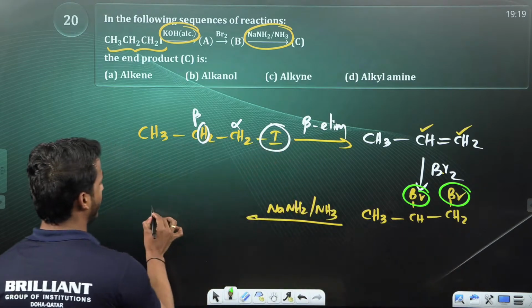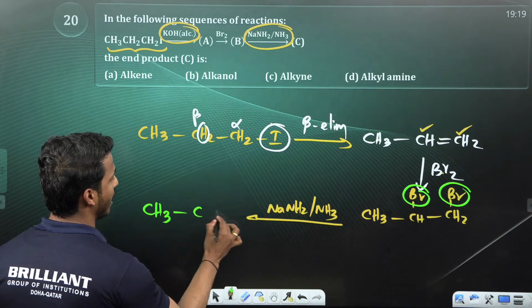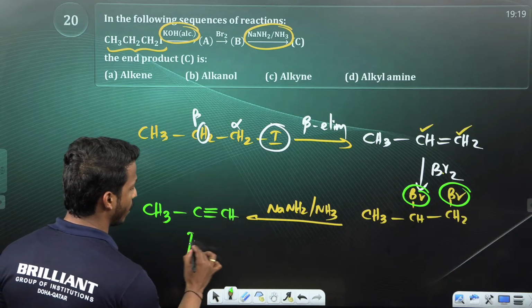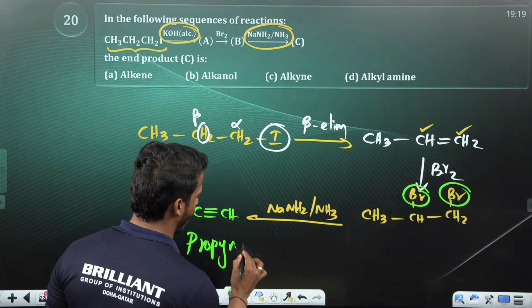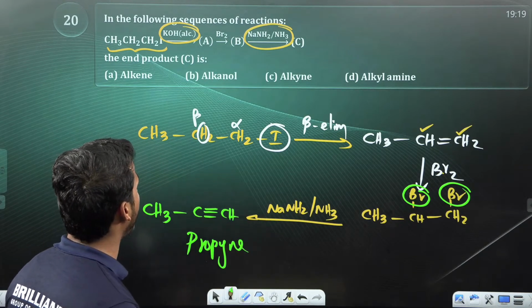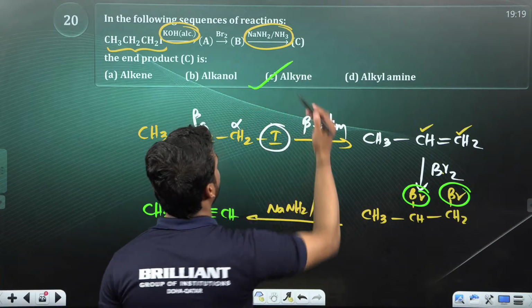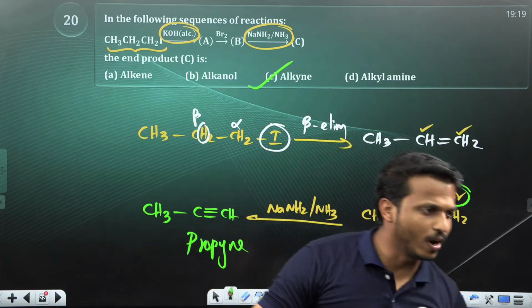Then you will get a triple bond. So this is the compound going to form, what is it? Propyne. What is propyne? Propyne means an alkyne is the product. See, dear all? Yes, Anna, right.